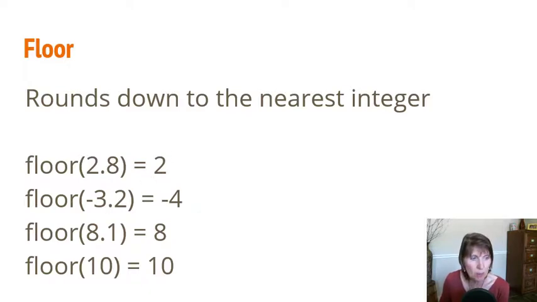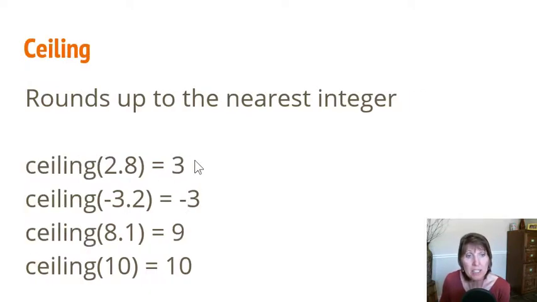And here are some examples that demonstrate that. The ceiling is like floor, but it rounds up to the nearest integer. So 2.8 would round up to 3. Negative 3.2 would round up to negative 3. 8.1, even though it's only a little bit over 8, will round up to 9. And what about 10? It'll round up to itself, 10. So those are two functions, the floor function and the ceiling function, that show up in computer science quite a bit.